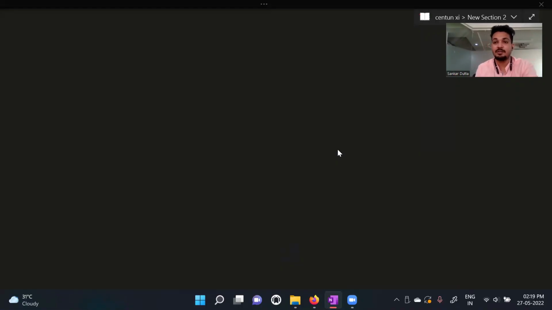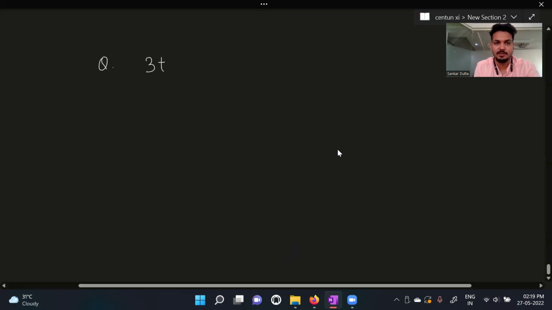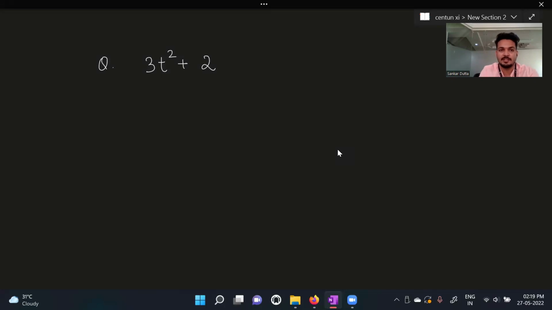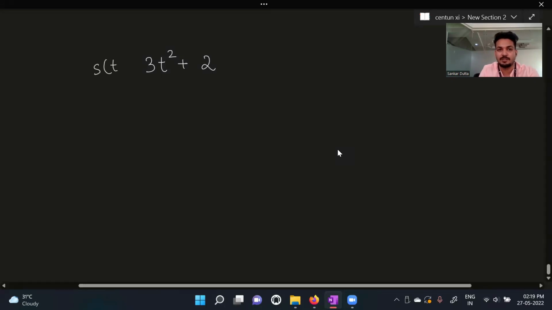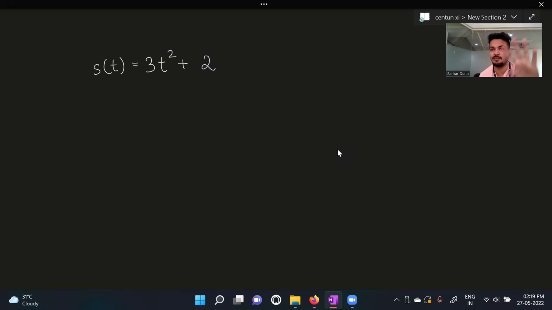So now that you know how to differentiate things, let us revisit the problem that we initially started with. Do you remember the problem was 3t square plus 2? So this was the displacement that was given to us with respect to time.